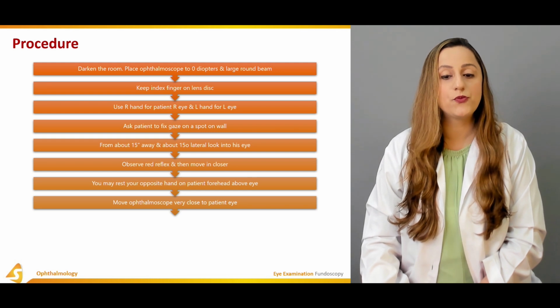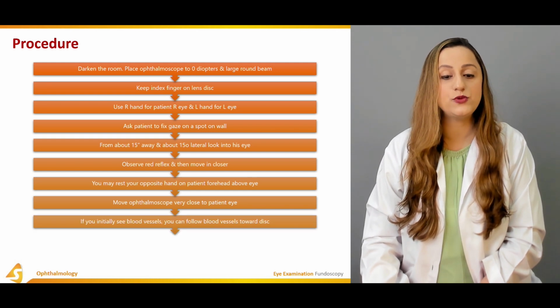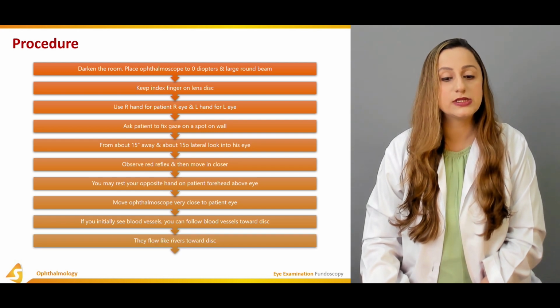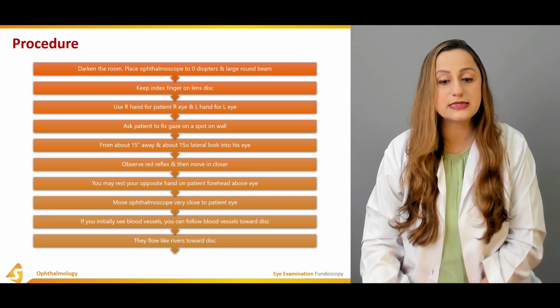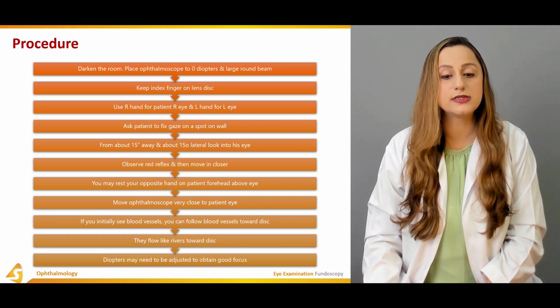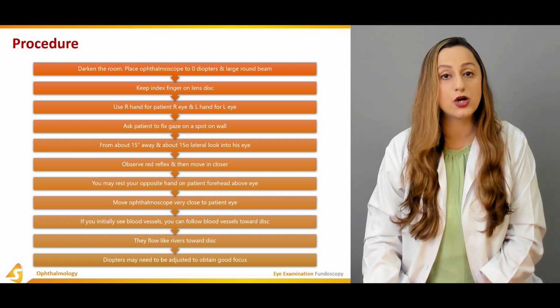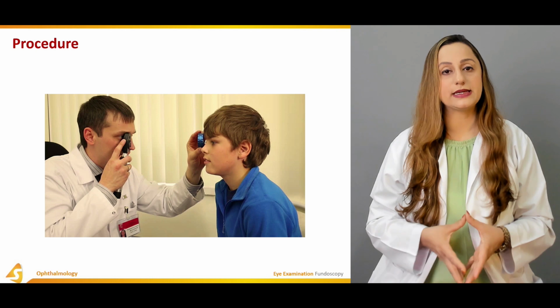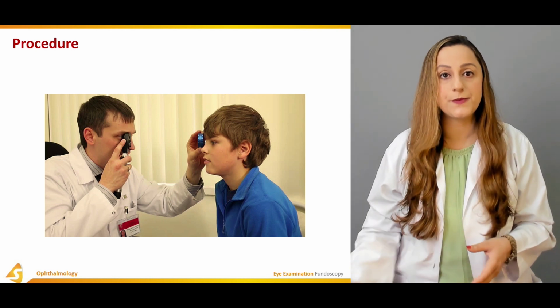Move the ophthalmoscope very close to the patient's eye. If you initially see the blood vessels, you can follow the blood vessels towards the disc. They flow like rivers towards the disc, and diopters may need to be adjusted to obtain a good focus in this way. So this is how basically you carry out this procedure.